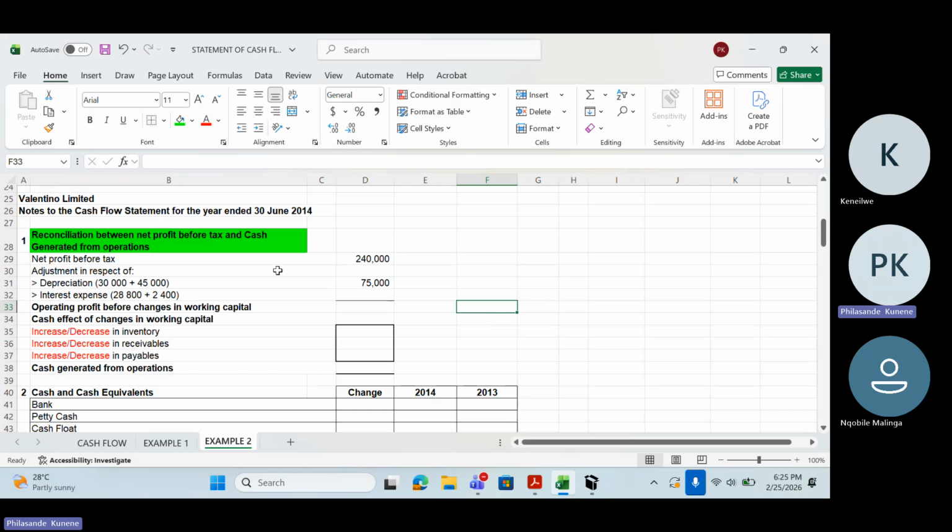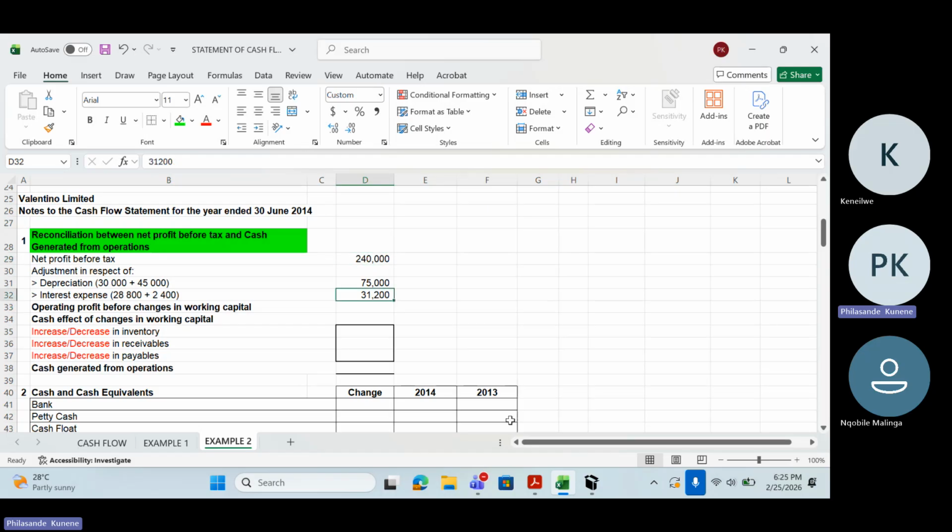We must not forget that we record both of them. So I'm going to have 31,200 recorded as an interest expense. We also add this one back, because it was subtracted here.